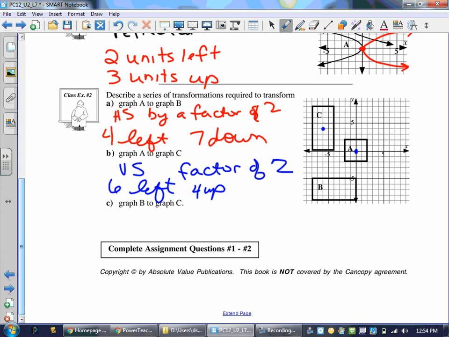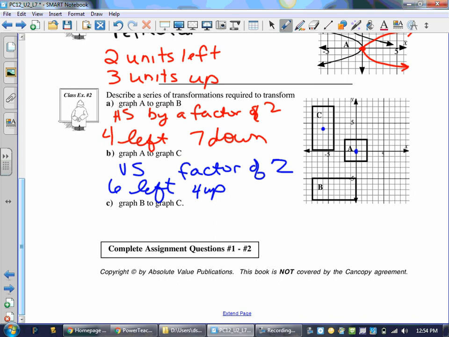Can I stop now? Aren't there a bunch for B to C? Yes, there are. It says other answers are possible, because you can go this way and then this way. You can reflect. You could do a ton of things. This one has a reflection in the line y equals x, so they flip it over first and then translate 8 units left and 1 down.